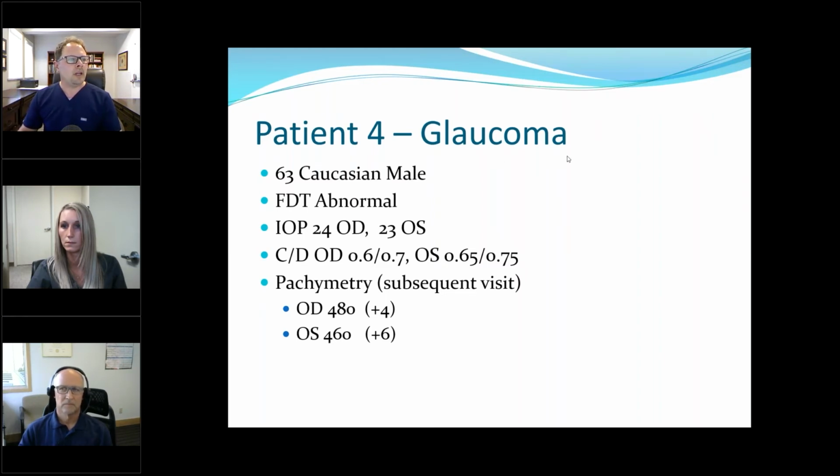Another person that ended up having glaucoma, 63-year-old Caucasian male, again, the abnormal FDT, slightly elevated eye pressures, CD ratio 0.6, 0.7 in the right, 0.65, 0.75 in the left. A little bit of advanced information at the subsequent visit. I did pachymetry, and it ended up being pretty thin corneas, 480 on the right, 460 on the left. So the adjustment factor recommended by my software is +4 millimeters of mercury, +6. So these eye pressures were probably actually 28, 29 at that first visit. I just didn't know it at the time.